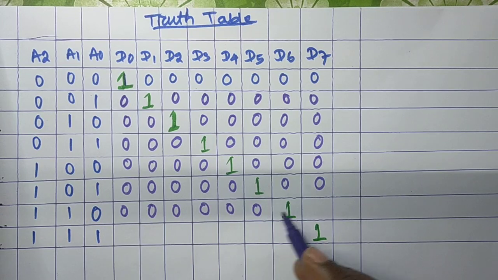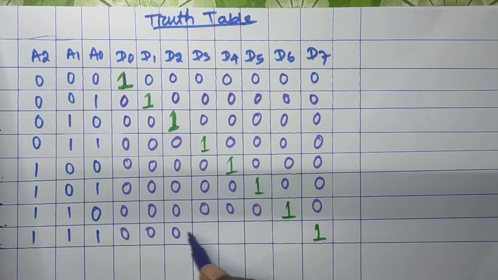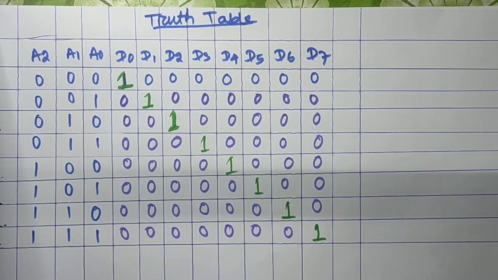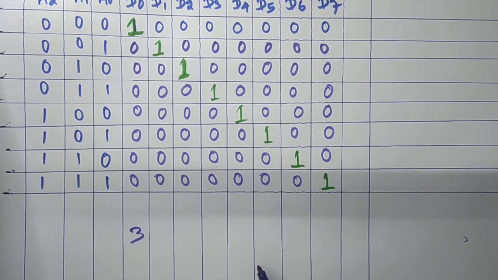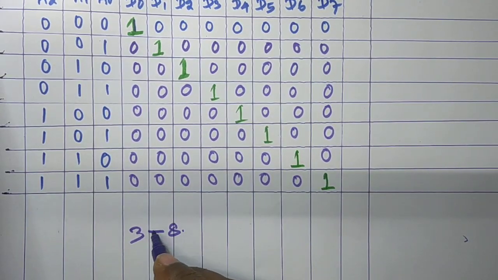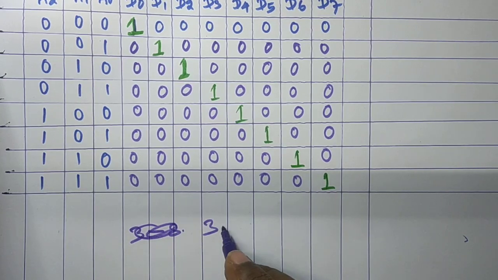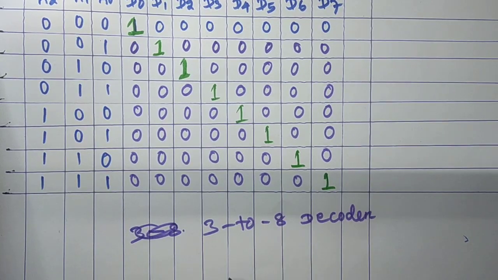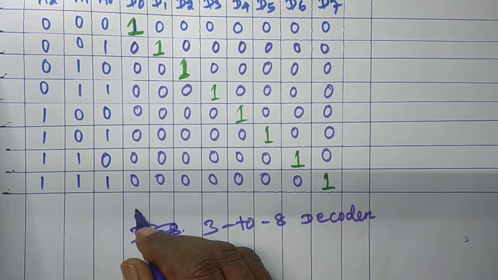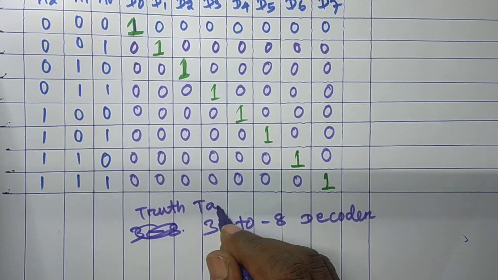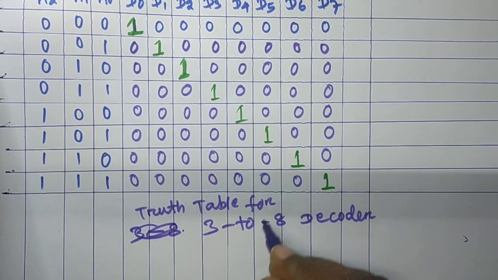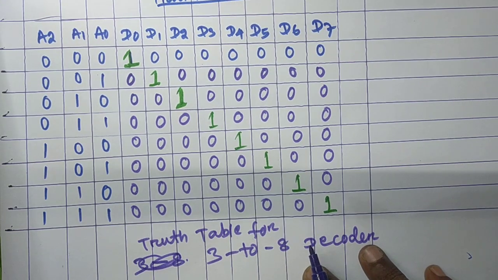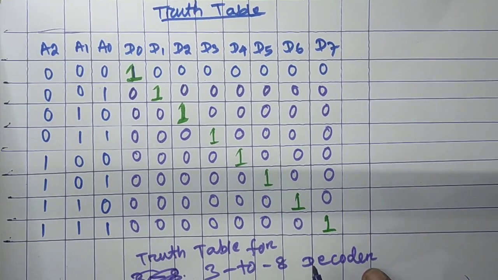Okay, in this way we can complete this particular 3 to 8 decoder, and how it will be designed and how to create the truth table for the 3 to 8 decoder. You can write the truth table for the 3 to 8 decoder. In this way we can also find how the decoder is designed.